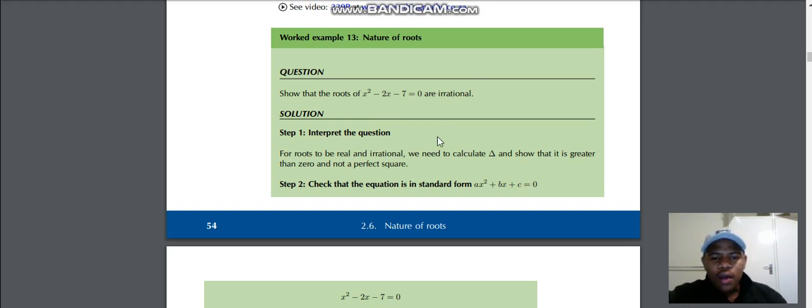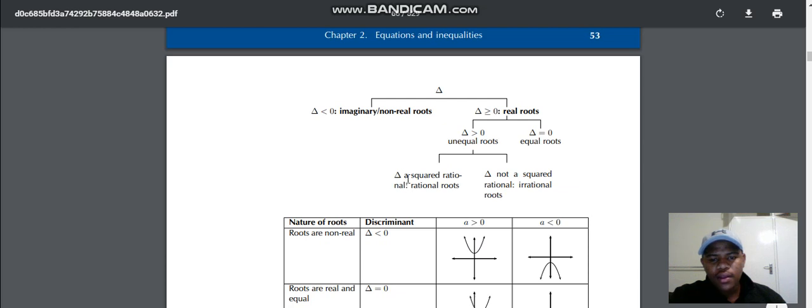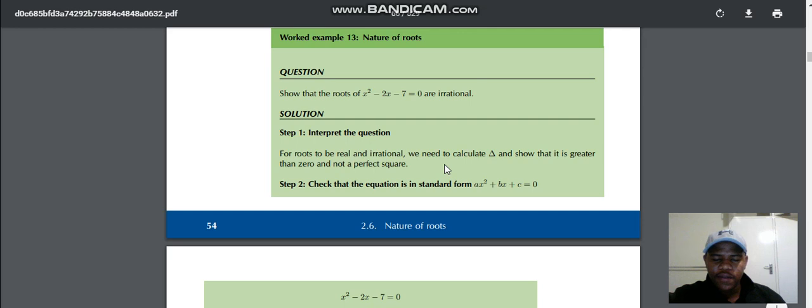So let's look at how you would interpret the question, right? For roots to be real and irrational, we need to calculate delta and show that it is greater than 0 and not a perfect square, right? Because remember we said if delta is a squared rational, then we have rational roots. For it to be irrational, we must make sure that delta is not a perfect square. So that's really what you are doing.